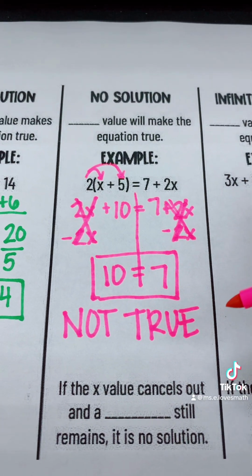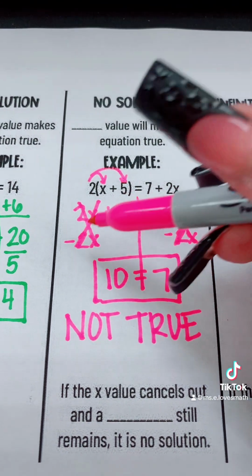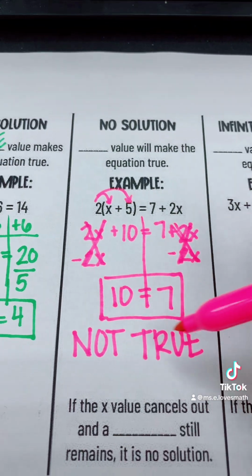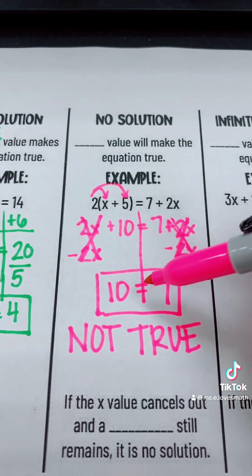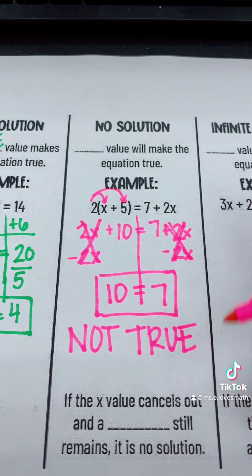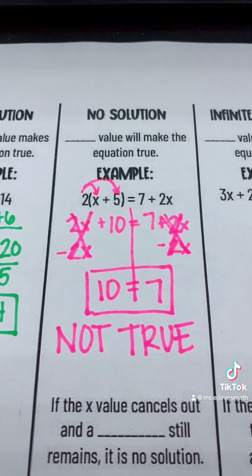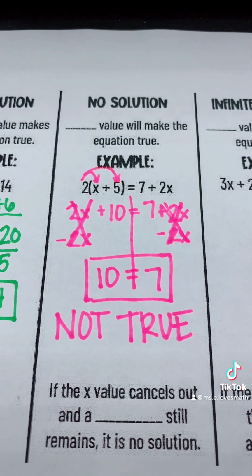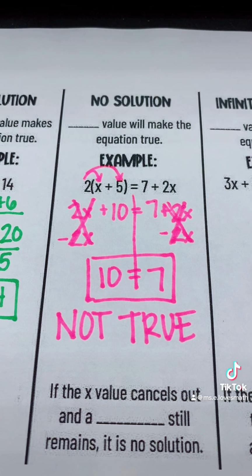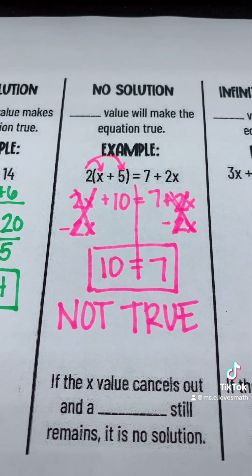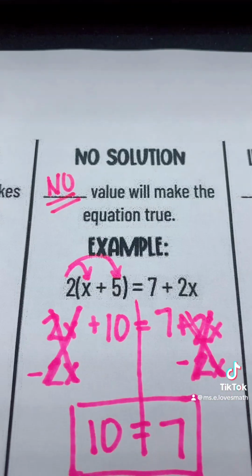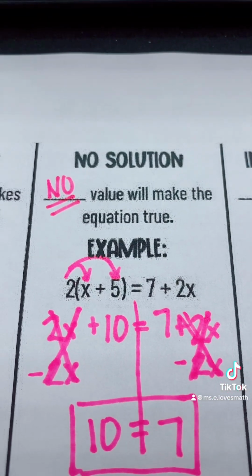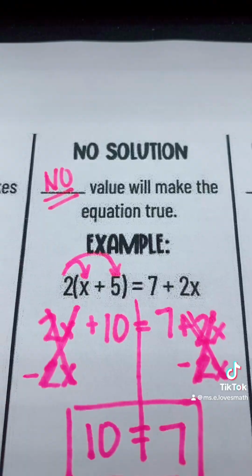In a no solution situation, your x terms will cancel out and you will be left with a not true statement. For example, 10 equals 7. That is not true. 10 does not equal 7. 10 and 7 are not the same number, so that statement is not true. That means we have no solution. No value is going to make this equation true.